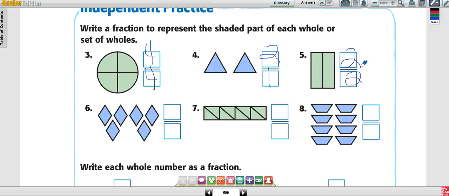Number 6, we're talking about sets of holes, right? So how many sets are there? 6. That's the numerator. Okay, and then the denominator represents 1 of each set. Number 7 is just a hole that's divided into sections. How many sections are there altogether? How many are shaded in? 8. And number 8, I have sets of holes. There's 8 sets. And 1 represents.